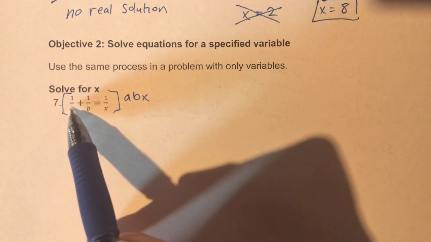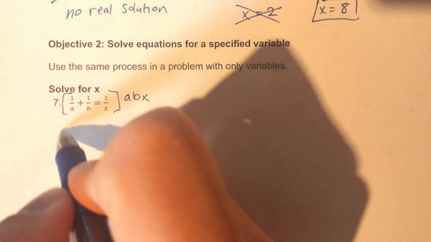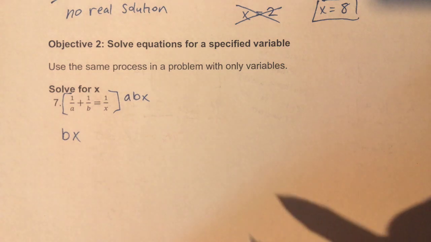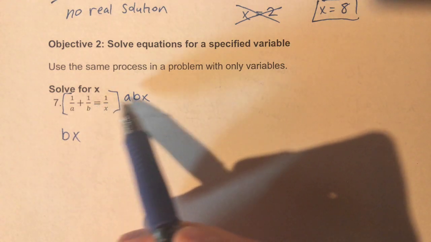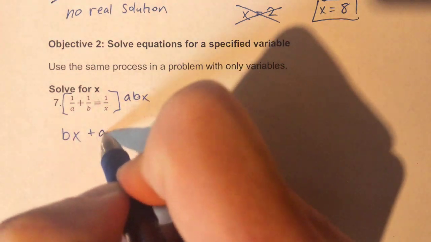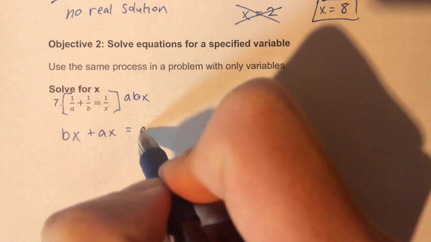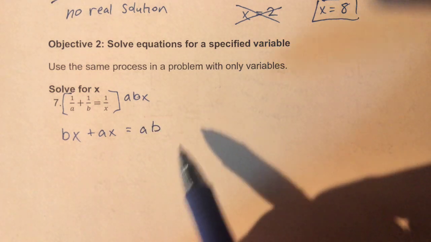So what would happen on the first one? The a's would cancel each other out. So I'd have 1 times bx. That's going to be bx. On the next one, the b's would cancel each other out. So that's going to leave me with the a and the x. And on the third one, the x's would cancel each other out. So that's going to leave me with the a and the b.